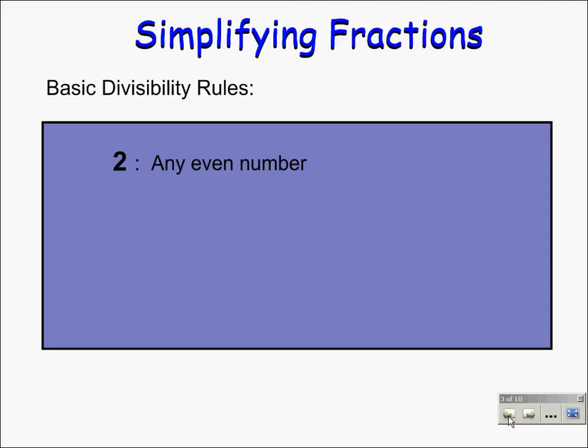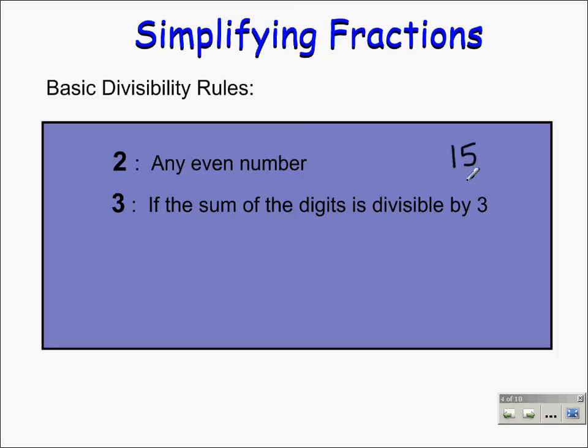Another rule we're going to look at is the divisibility rule for 3. If the sum of the digits is divisible by 3, then that number is also divisible by 3. Let's take a look at the number 15. If we add the digits 1 plus 5, that equals 6. 3 does go into 6 2 times, and we know that 3 will go into 15 5 times. So we can see that divisibility rule, how it applies and how it works.